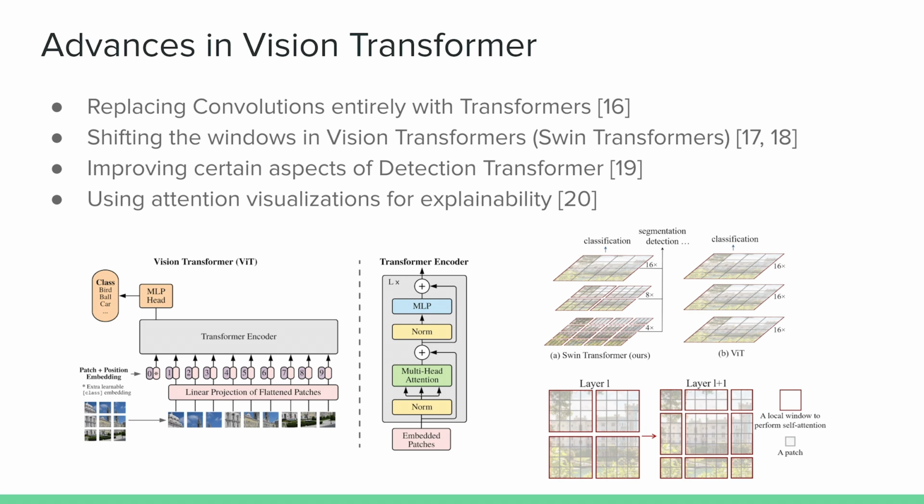Some other aspects that have been improved are, for example, the loss used, or what is also increasingly popular nowadays, using the attention layers to visualize the network or certain inputs, to gain some level of explainability from your inputs and try to get some information.